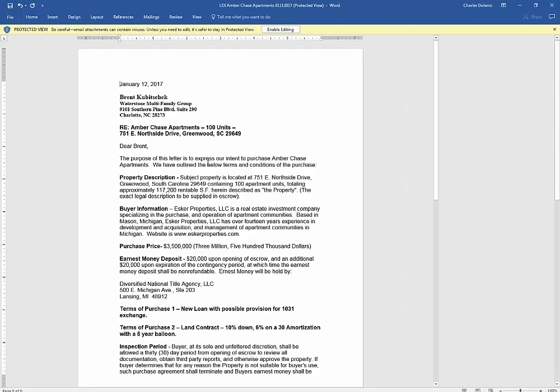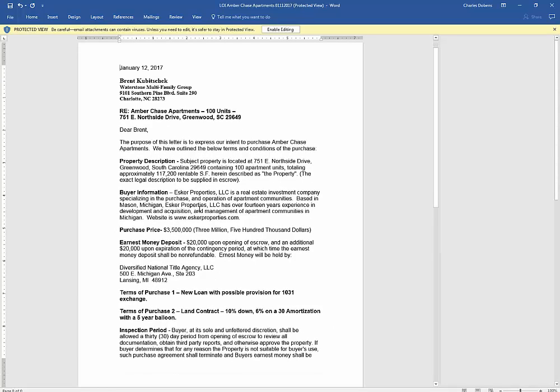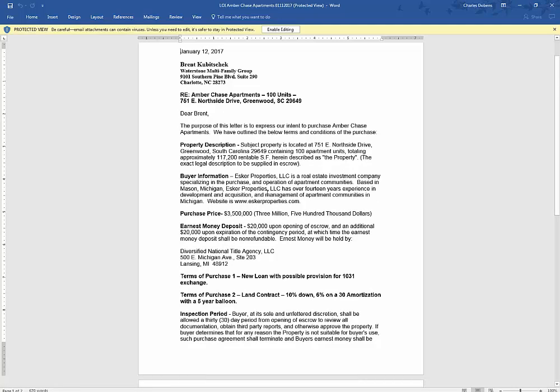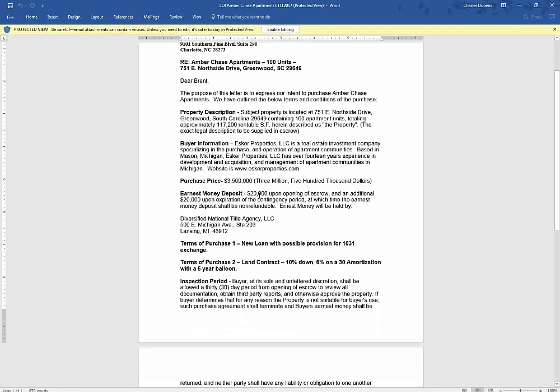Earnest money, okay. All right, this is not my typical LOI. You can go on the resources and archives section of the membership site, go into the acquisition documents, and we've got template LOIs already in there for you. All right, 100 units, okay. Based in Mason, okay, that's fine. Purchase price 3.5.